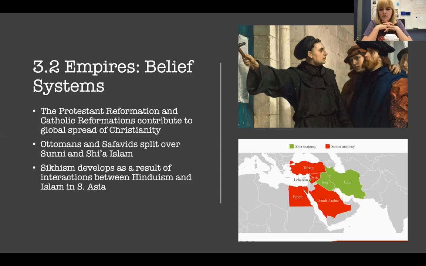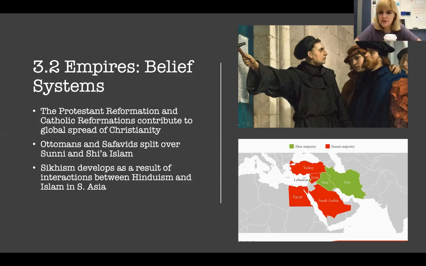But not all things are well. Obviously, Christianity splits between the Catholics and the Protestants. Islam also splits between the Sunnis and the Shiites. The Ottomans practice one version of Islam, the Safavids practice another. That's why they're constantly at war with each other.